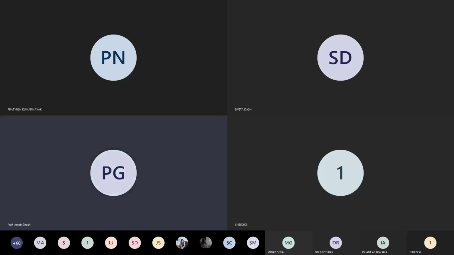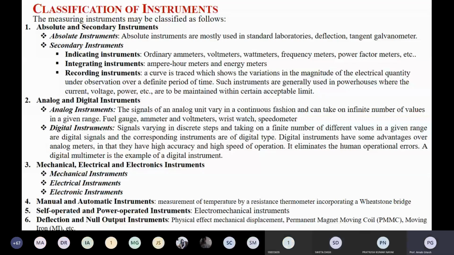About basic operations of different measuring instruments. Okay, so then how it will work. Today I'll discuss different classifications of measuring instruments. Before starting the classifications, we need to know the basic operations of the basic instruments that we have used in our lab.